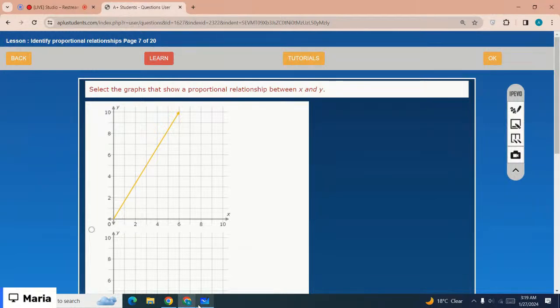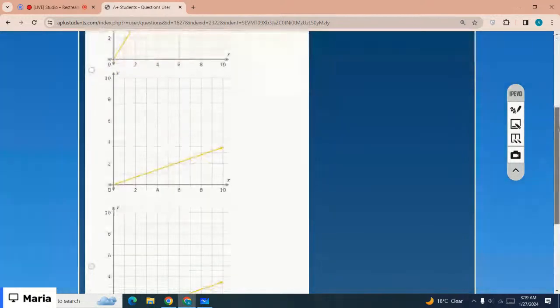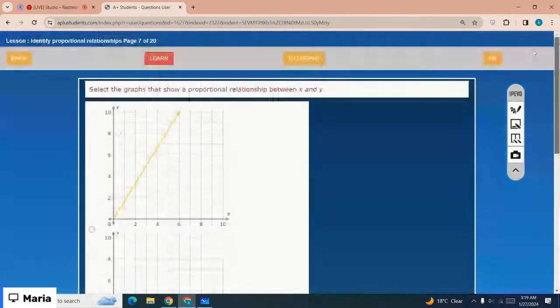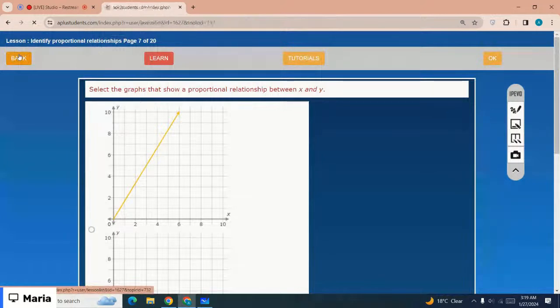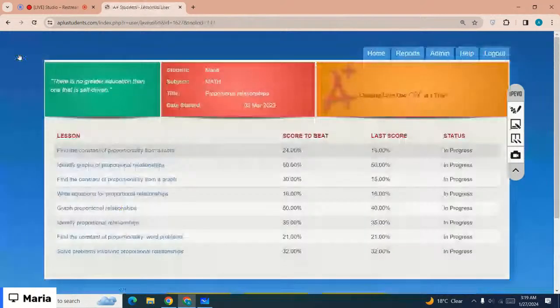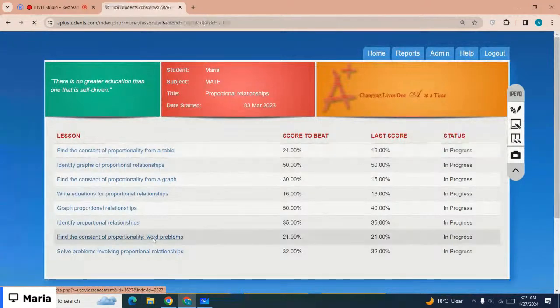The correct option is, again, you are not given the correct options. Let's just finish this lesson and move on to the next one. The next lesson is find the constant of proportionality word problems. Let's just start the next lesson.